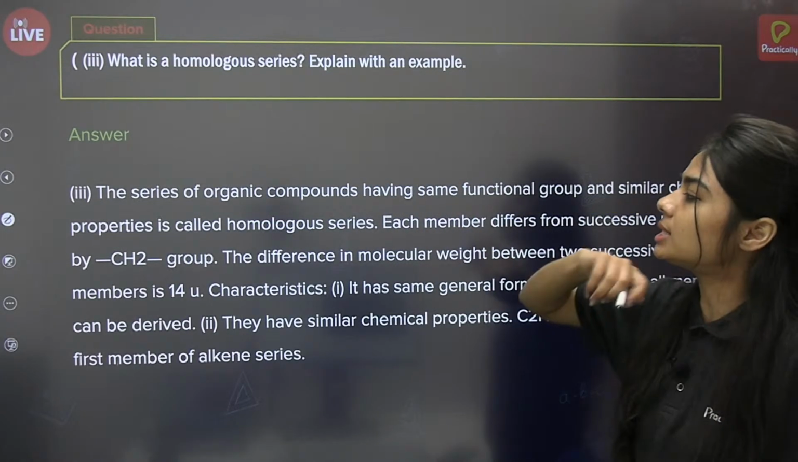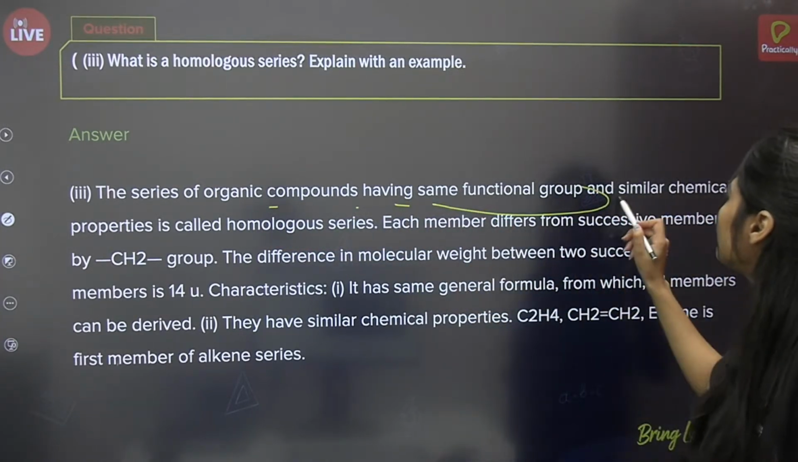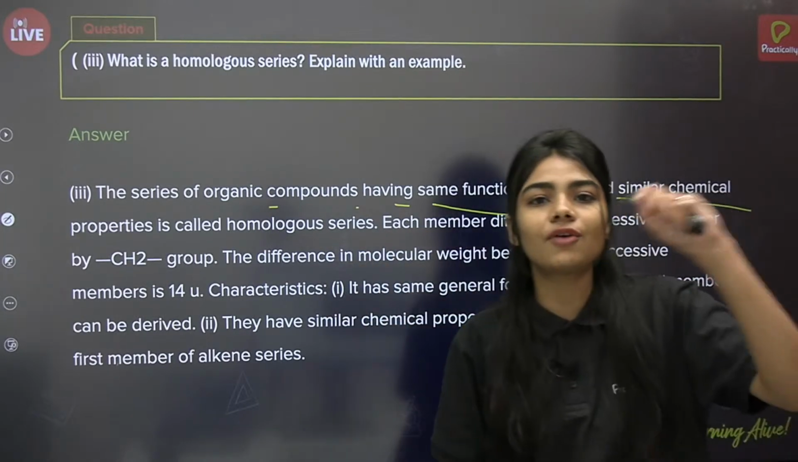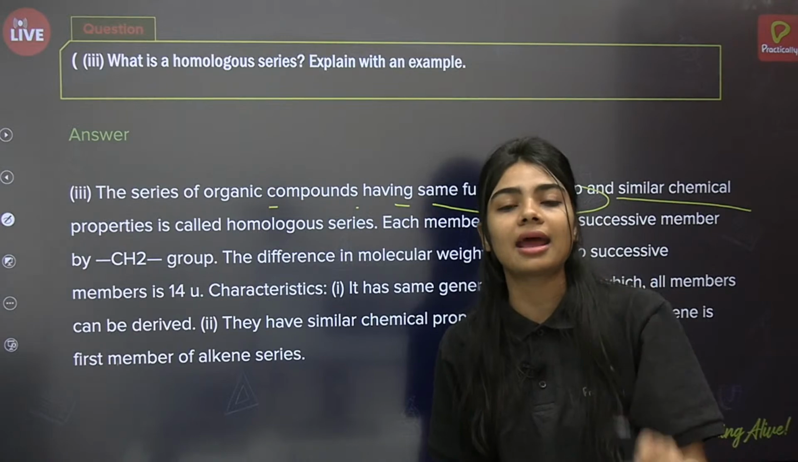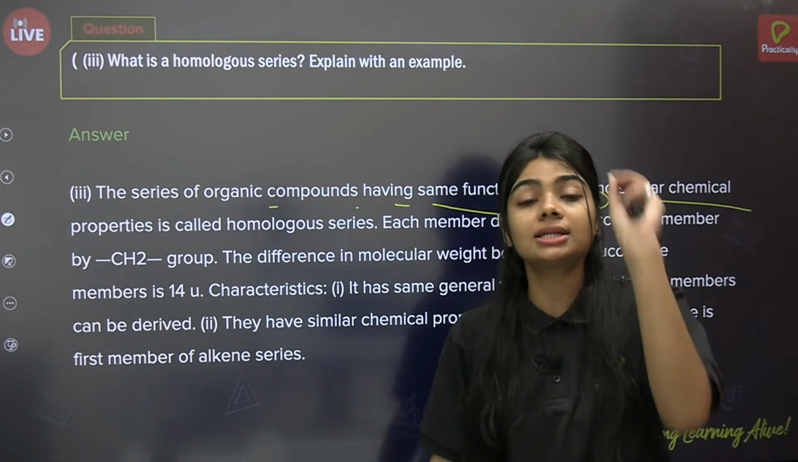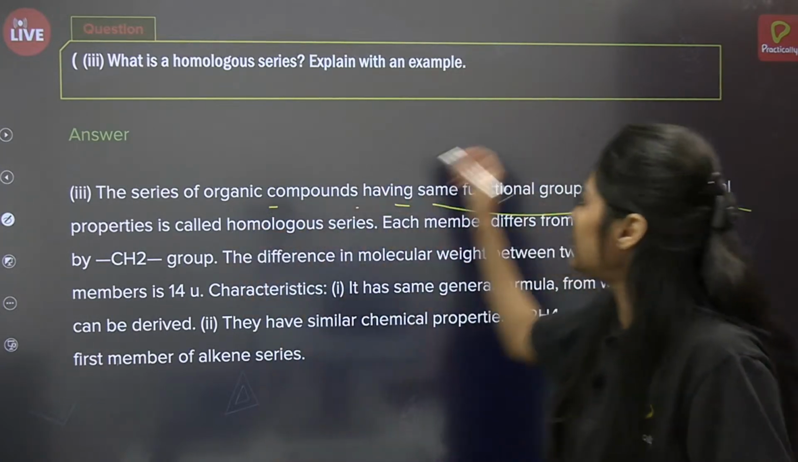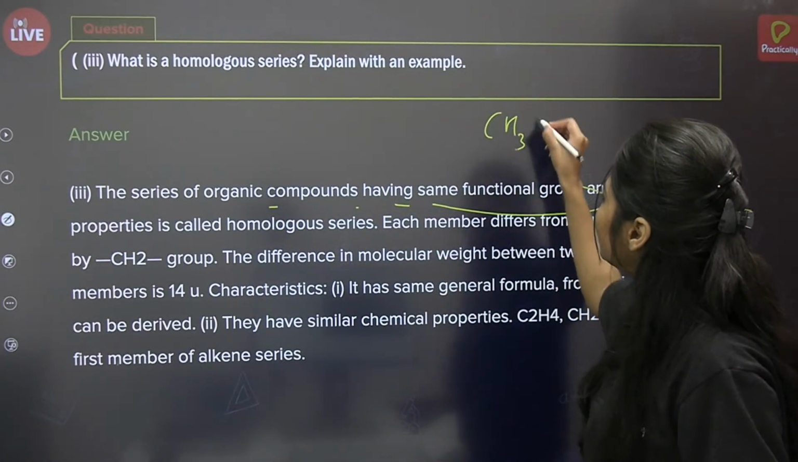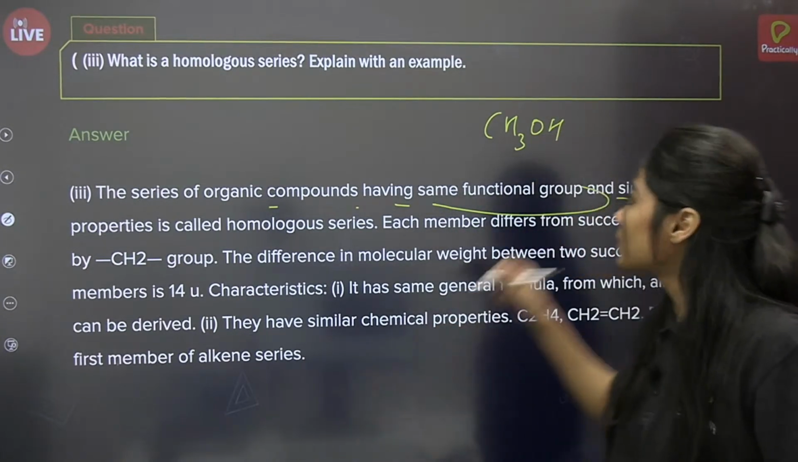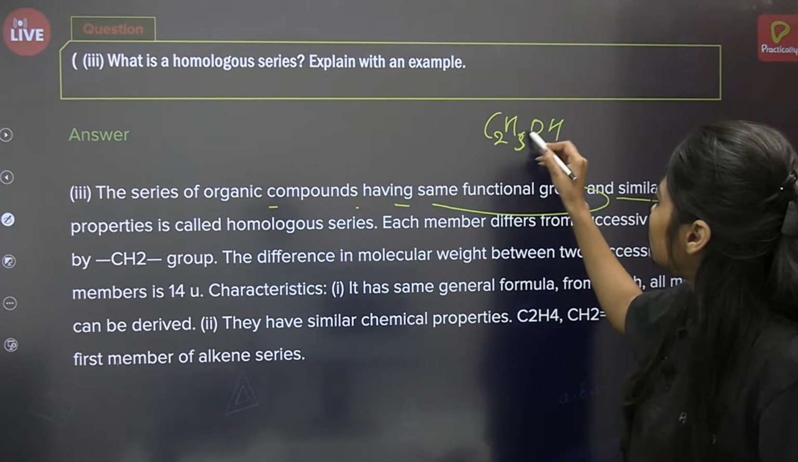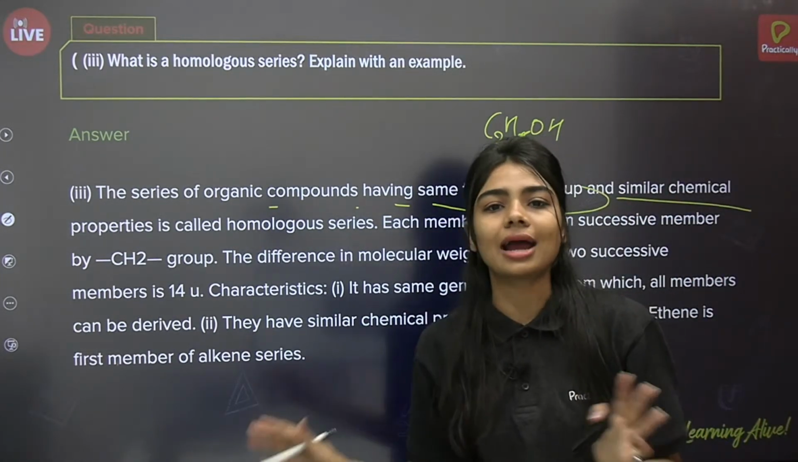What is a homologous series? The series of organic compounds having the same functional group and similar chemical properties. If the same functional groups are there, then they have the same chemical properties. Remember that. So if you are given any hydrocarbon, let's say CH3OH, or we can take C2H5OH. So C2H5OH is the compound given.